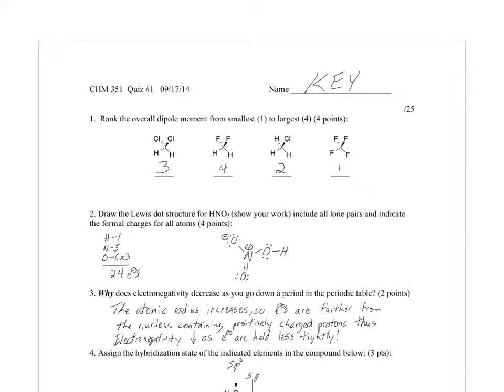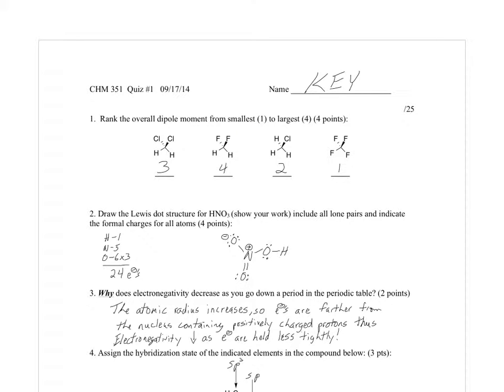Alright, taking a look at 2014's Quiz 1 for Chem 351. The first question asks us to rank the dipole moment from smallest to largest, smallest being 1, largest being 4. Again here, we're going to think about things in 3 dimensions, and also think about the electronegativity of certain elements in these polar covalent bonds.